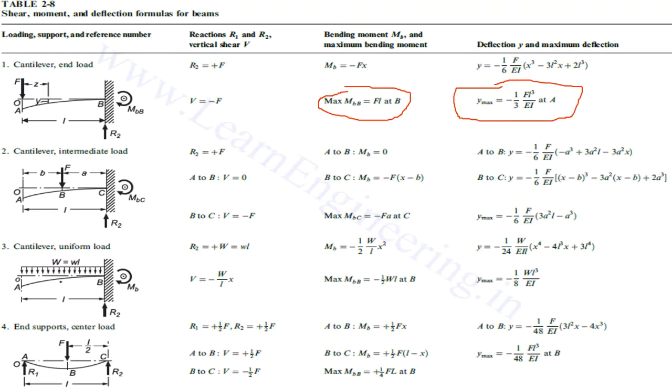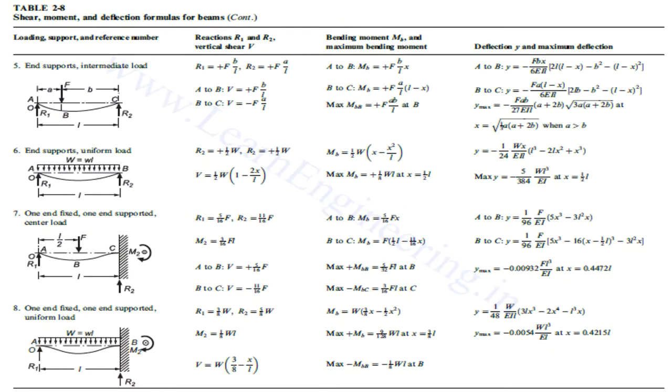Now this table number 2.8 is continued for the next 3 pages. You can see here a simply supported beam with uniformly distributed load has also got a maximum bending moment and maximum deflection. These are the formulas which we'll be making use of in the numericals.